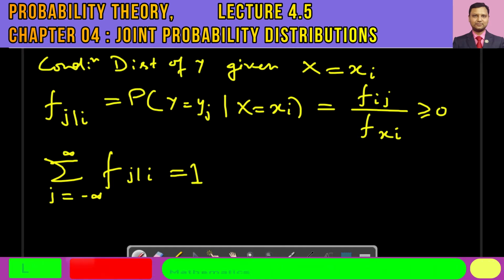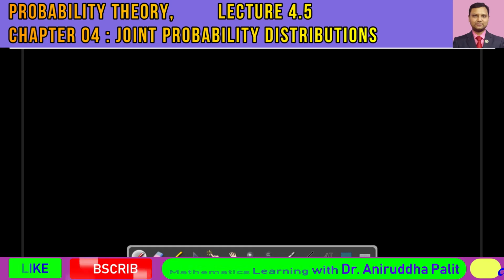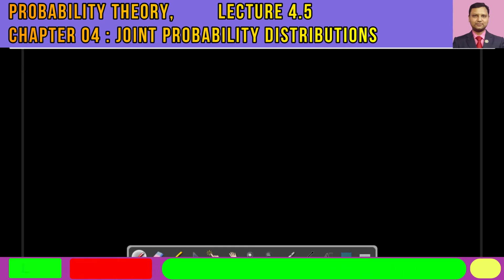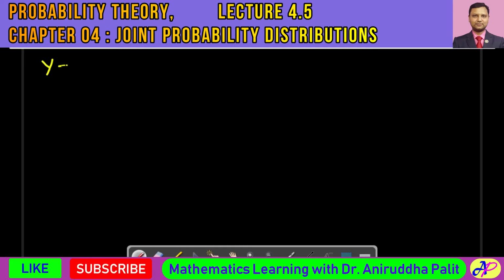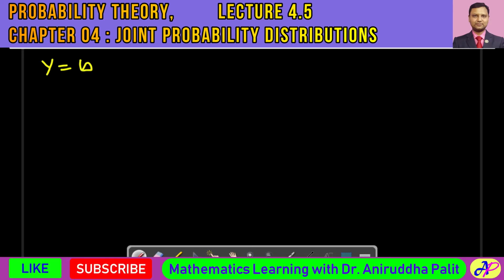So these are about conditional distributions in the case of discrete distributions. Now, in the case of continuous distributions, what would be the idea of conditional distribution? The problem in the case of continuous distributions is that we cannot simply write y is equal to, say, b. The probability of this kind of event, or x is equal to a, is always equal to 0.